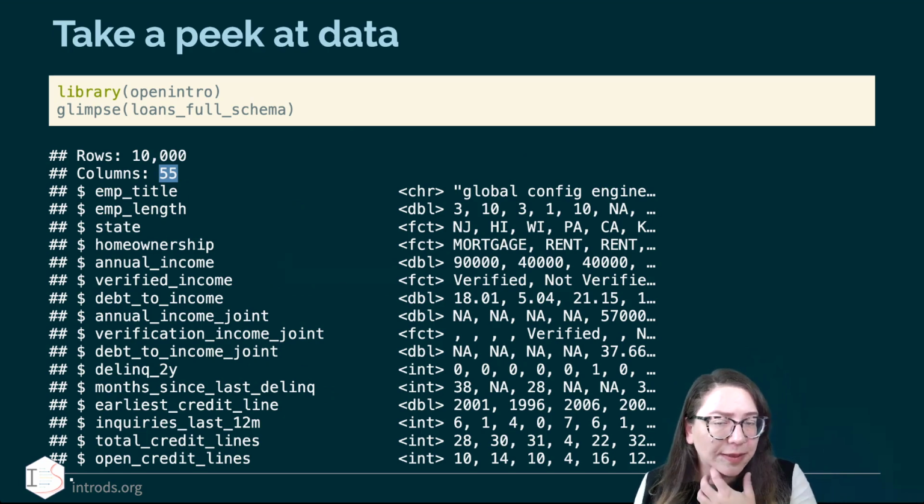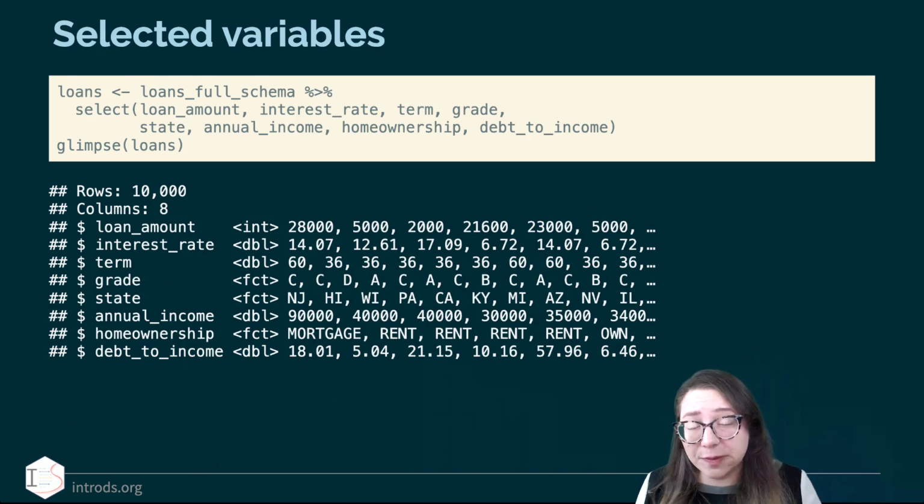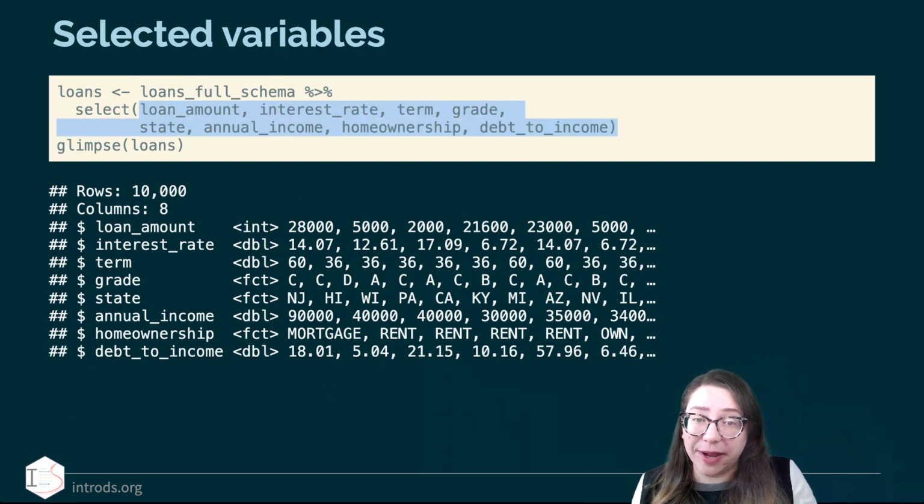The variable names are somewhat self-explanatory. But for this particular analysis, we're only going to focus on 8 of these columns: the loan amount, the interest rate, the term, grade, state, annual income, home ownership, and debt to income ratio. So what I've done is I've taken that loans full schema data frame and I've piped that into the select function, which allows me to select the variables that I want by name. And I'm going to select only these 8 variables.